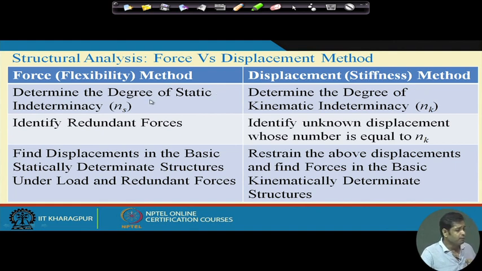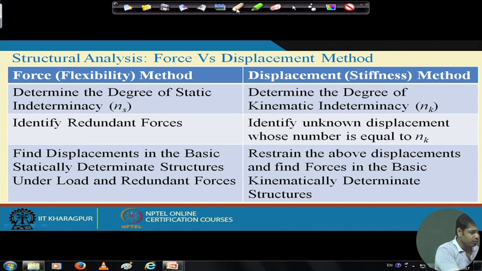If you remember, in the force method, the first thing we calculate is the static indeterminacy of the problem. But in the stiffness method, we find out the kinematic indeterminacy. We just discussed how to determine kinematic indeterminacy for different structures. Now, in the force based method, once we know the static indeterminacy, we need to identify the redundant forces. When we say forces, it includes force and moments both.